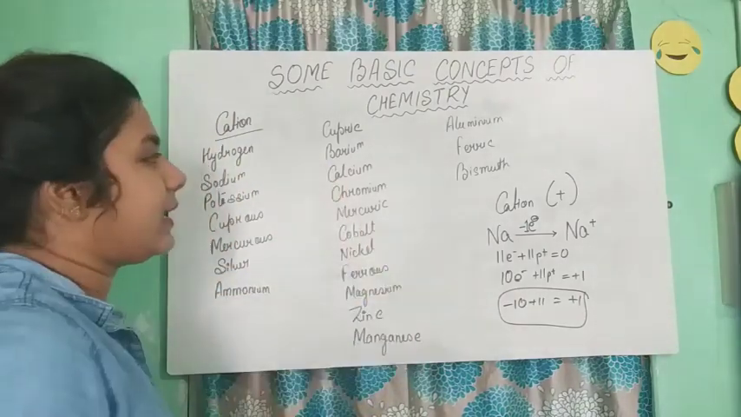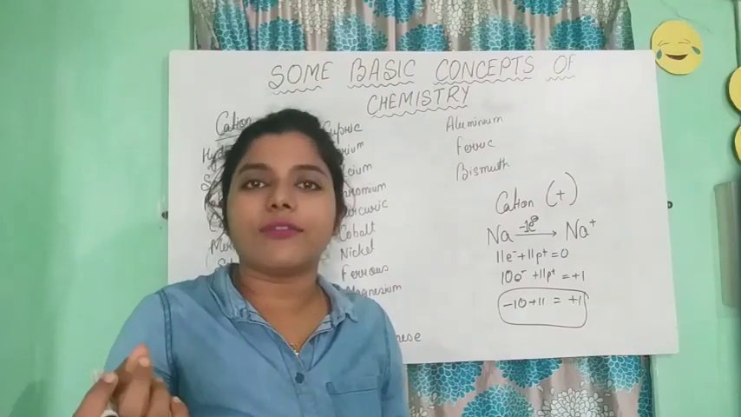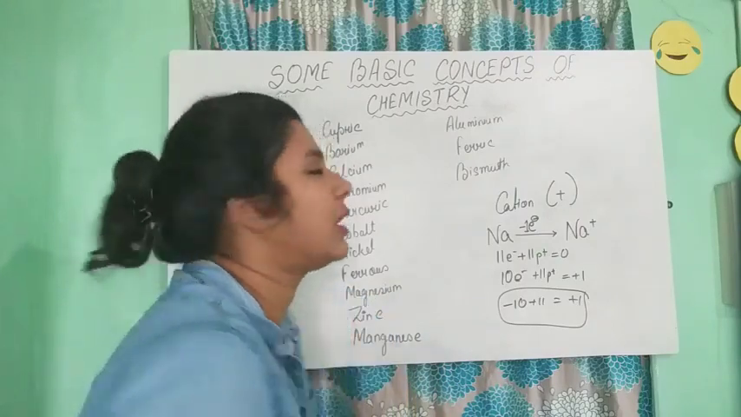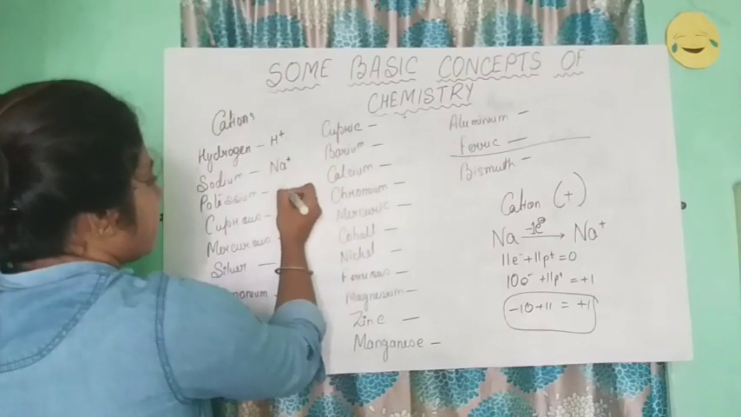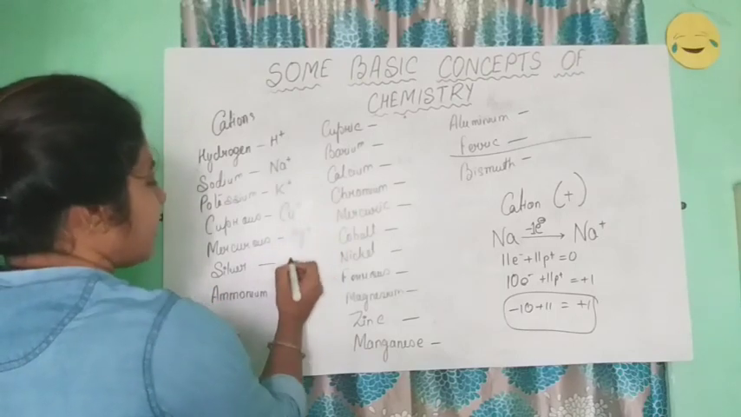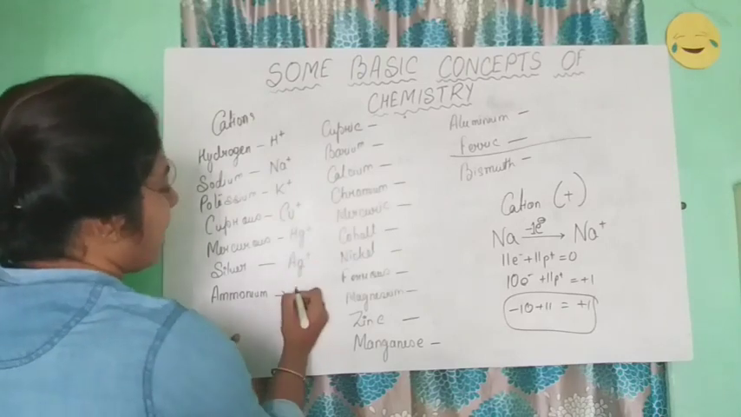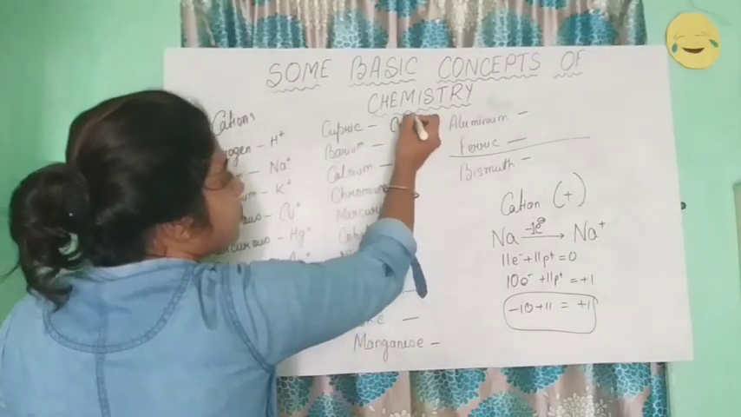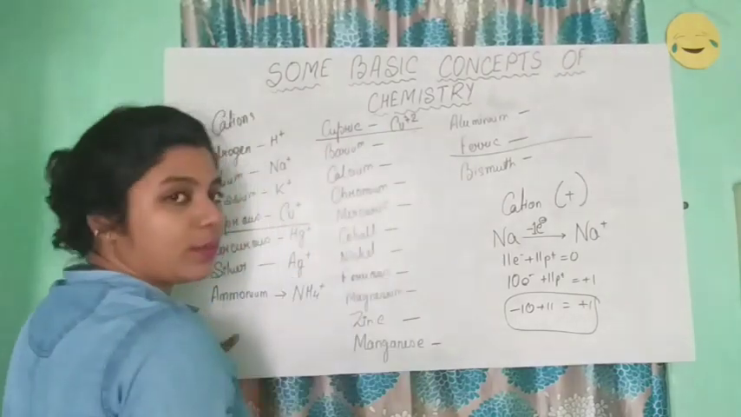Now we will see these cations, right? These are some cations. Whether in cationic form or anionic form, we write them as hydrogen ion, aluminium ion, sodium ion. Hydrogen is H+, sodium is Na+, potassium is K+, cuprous is Cu+, mercurous Hg+, silver is Ag+, ammonium is NH4+, cupric is Cu+2. You see here, cuprous is Cu+, and cupric is Cu+2.